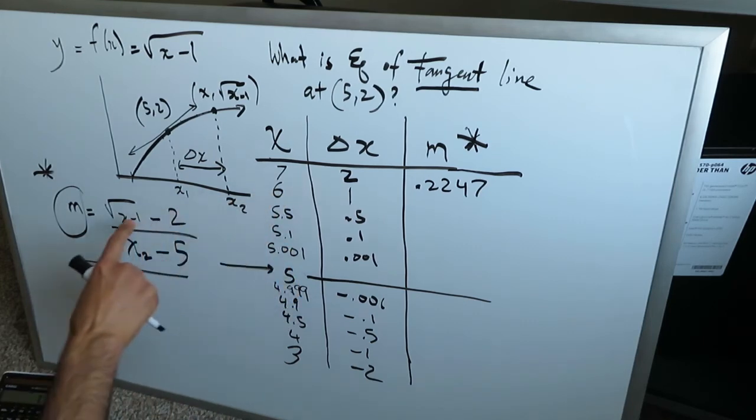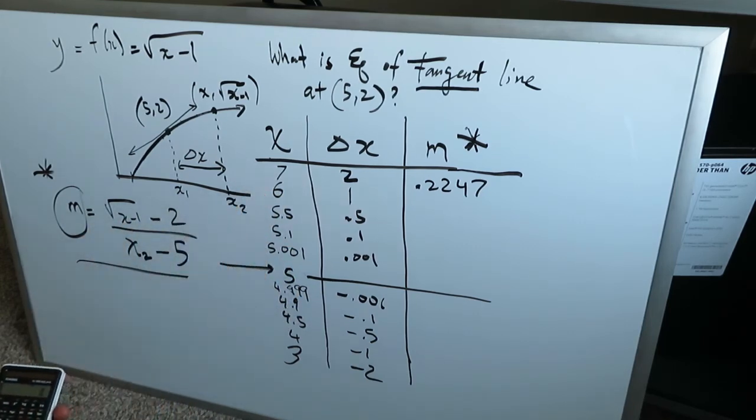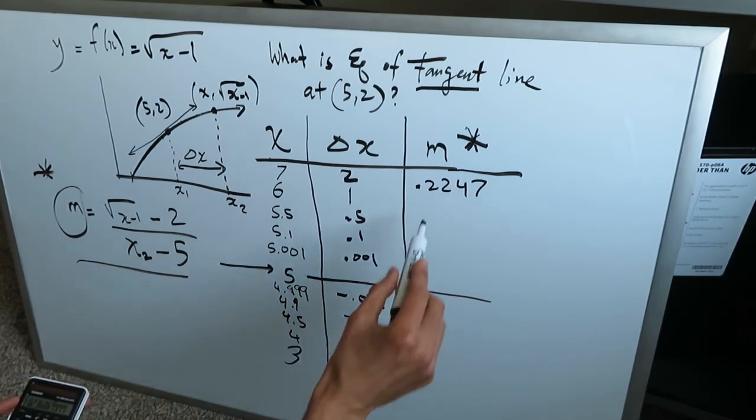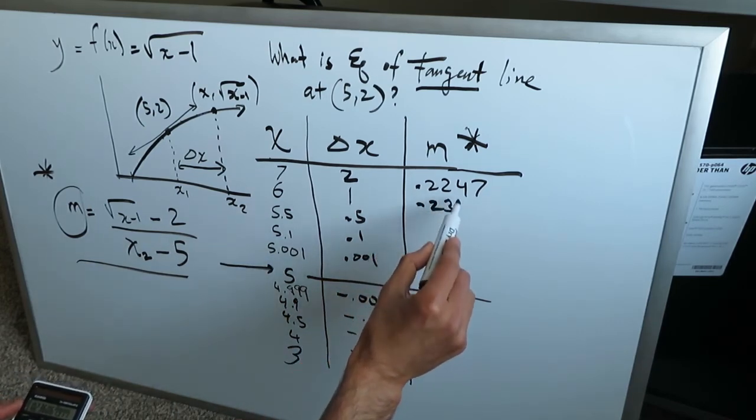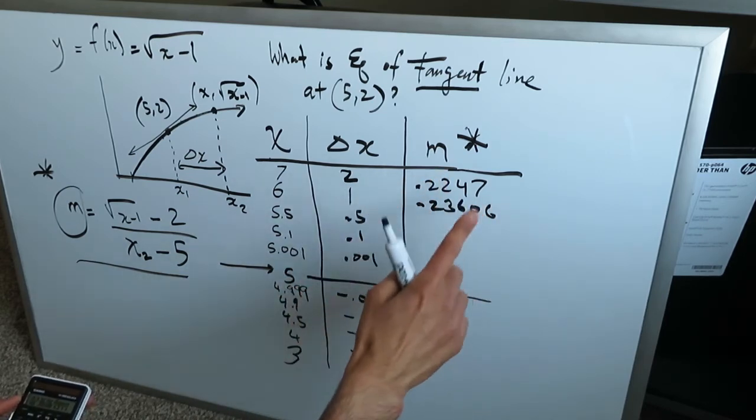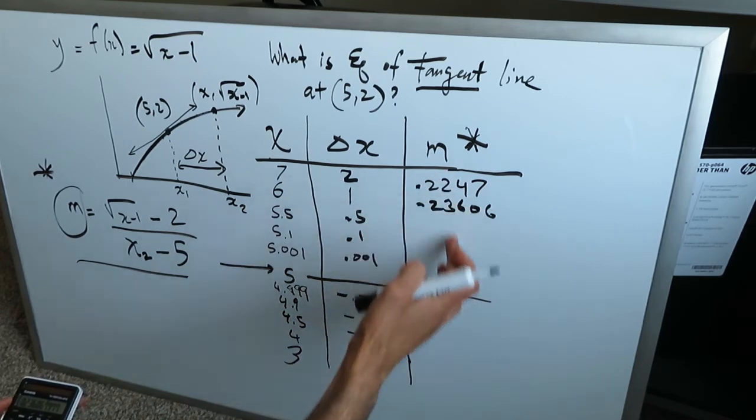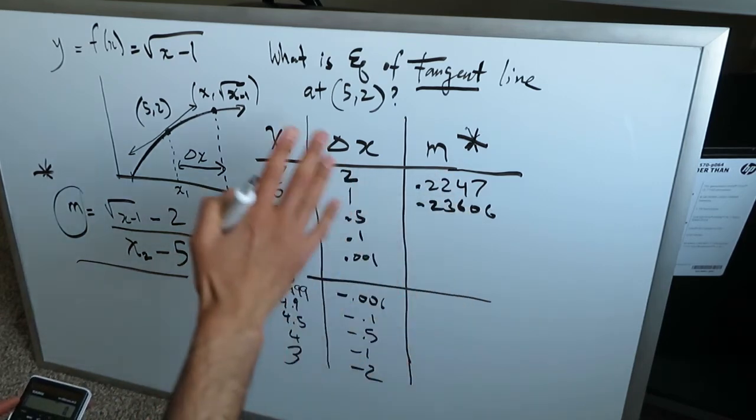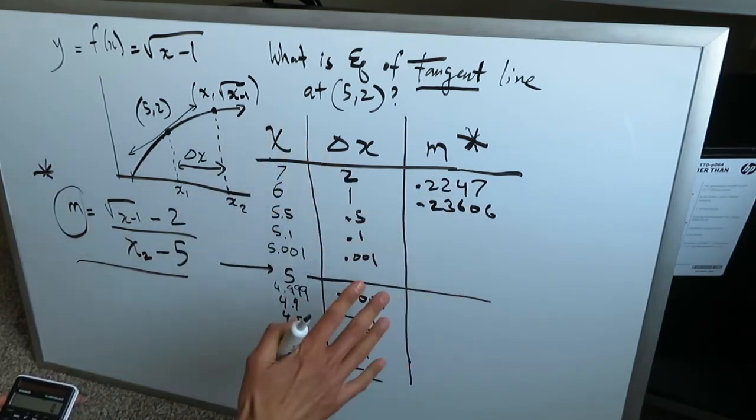Let's put 6 over here in place of x, and calculate the slope using the 6 value. So I'll do 6 minus 1 and I'll square root it, then I'll minus 2 and I'll divide it by my delta x. Changing x is 1. My answer here is 0.23606. Now you'll be seeing a trend in these numbers, down here and the numbers on the top. But we're not going to see that trend until we actually plug in this entire table of values.